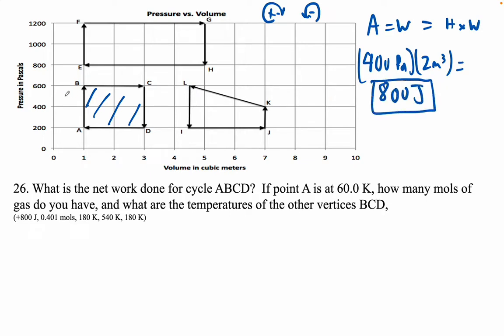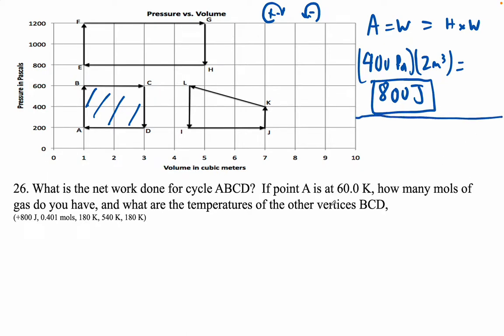Now the other way to do it is to say, well, let's see, the work done by this is 600 times 2, that's 1,200, and then the work done on it is negative 400, and 1,200 plus negative 400 is 800, okay? But I like the area method myself, okay?